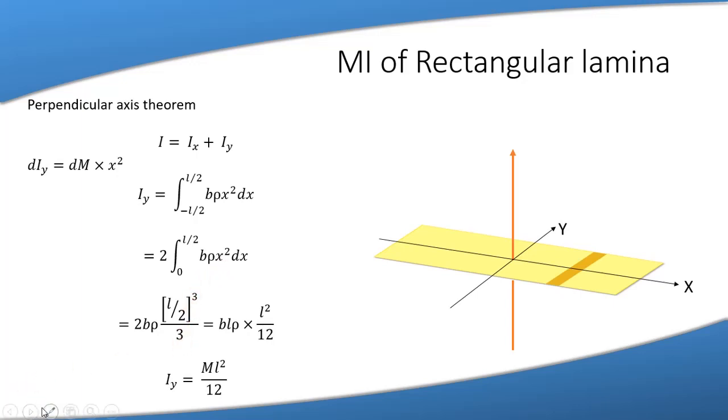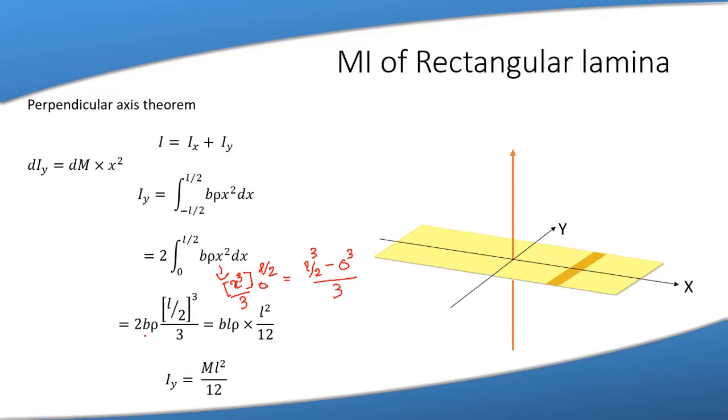So here, I know that this x square will become x cube divided by 3 on integrating, where this x cube will be from 0 to L by 2. Therefore, x in the upper limit is L by 2. So this will become L by 2 the whole cube minus the lower limit, that is 0 the whole cube, divided by 3. Therefore, my answer will be 2 into b into rho.